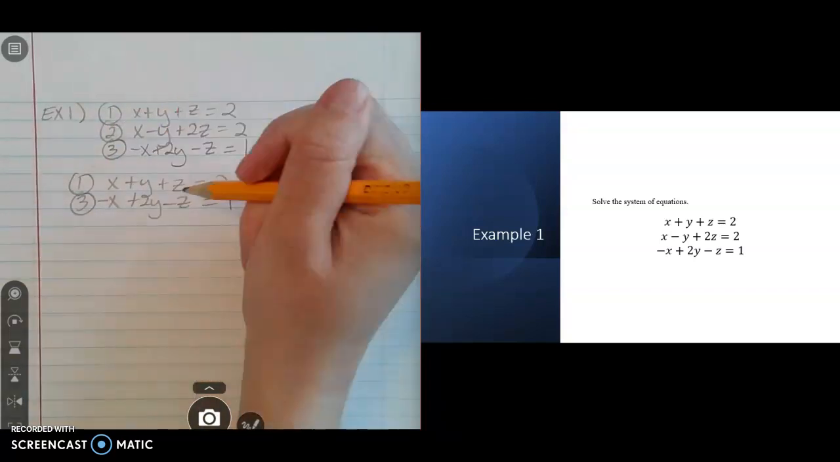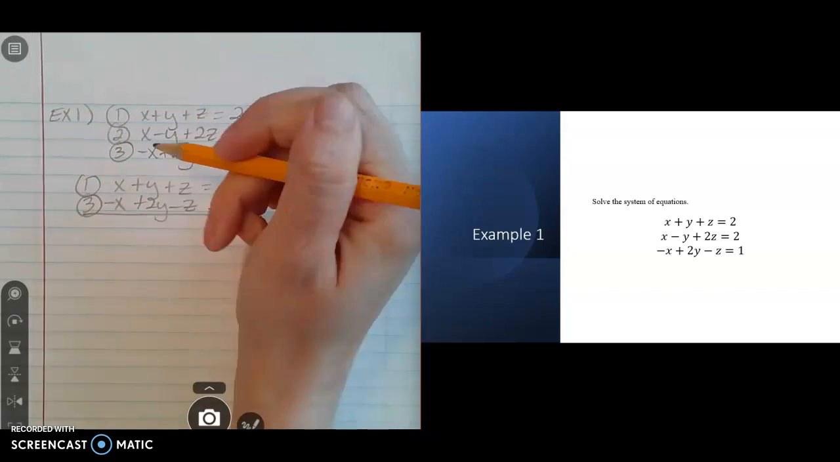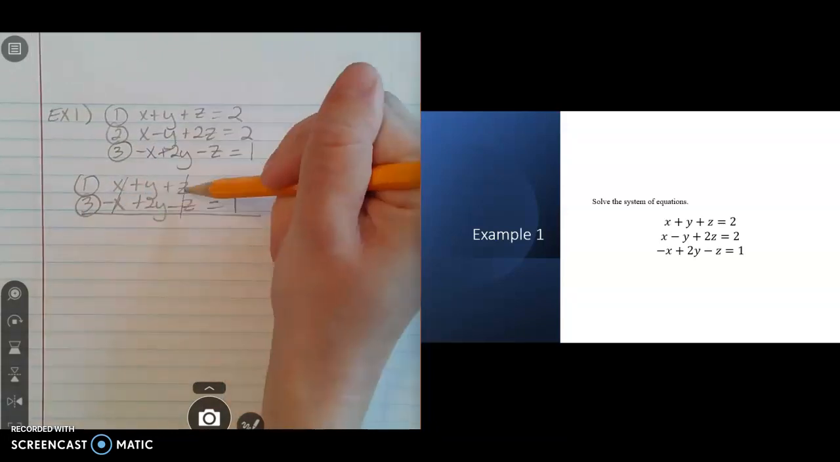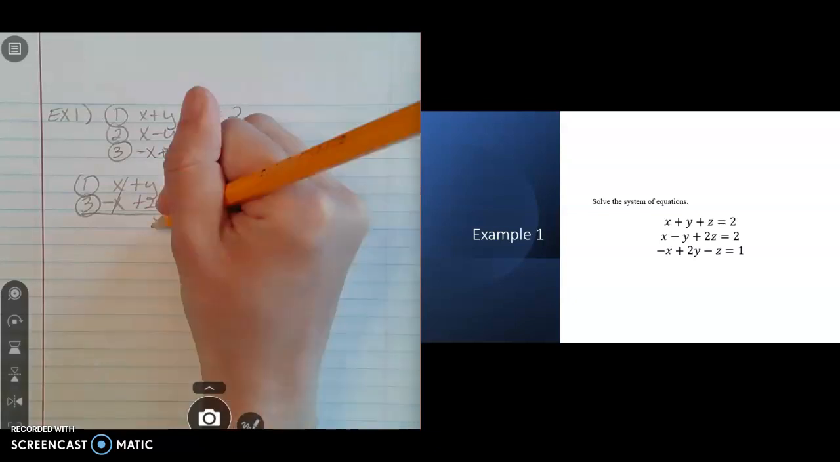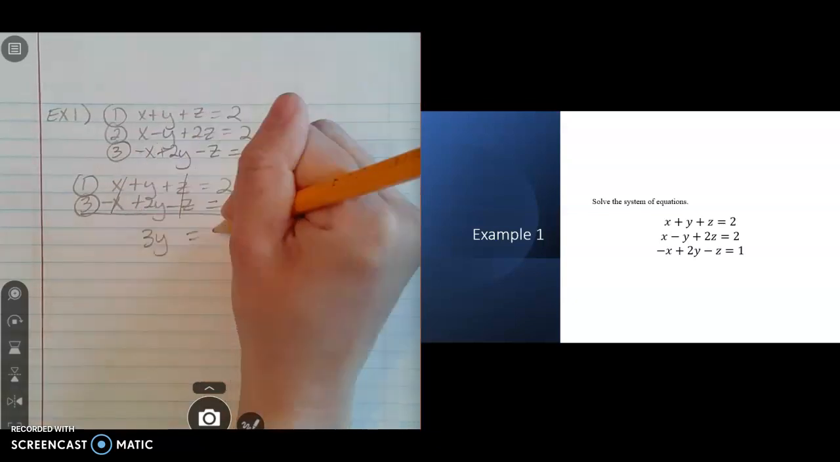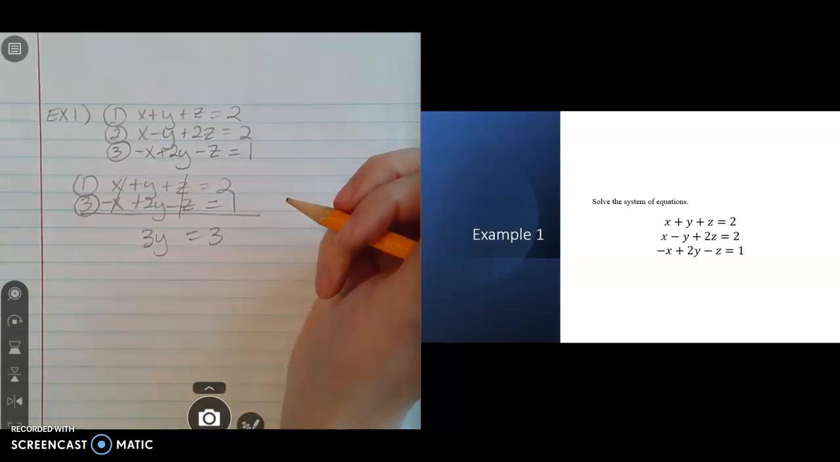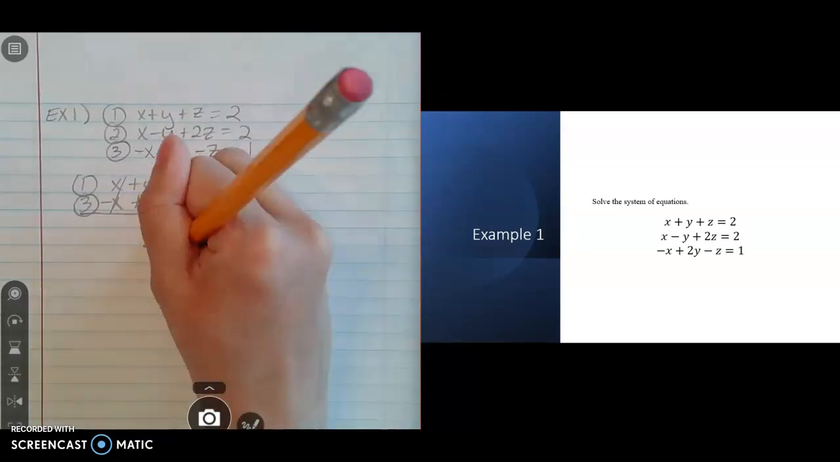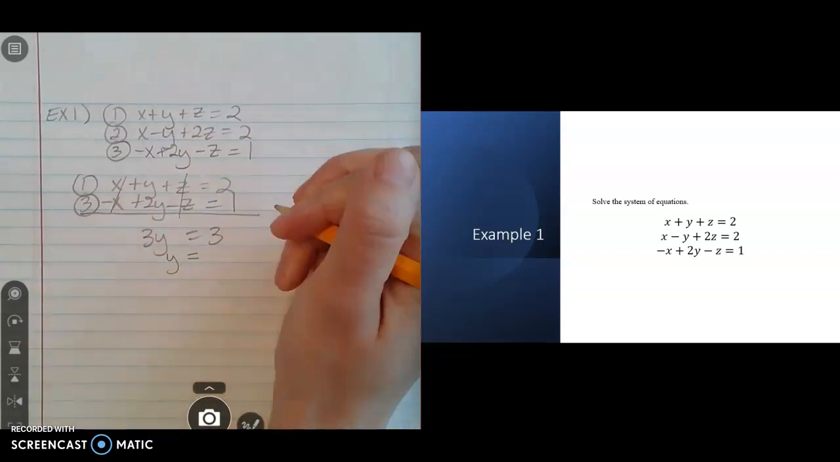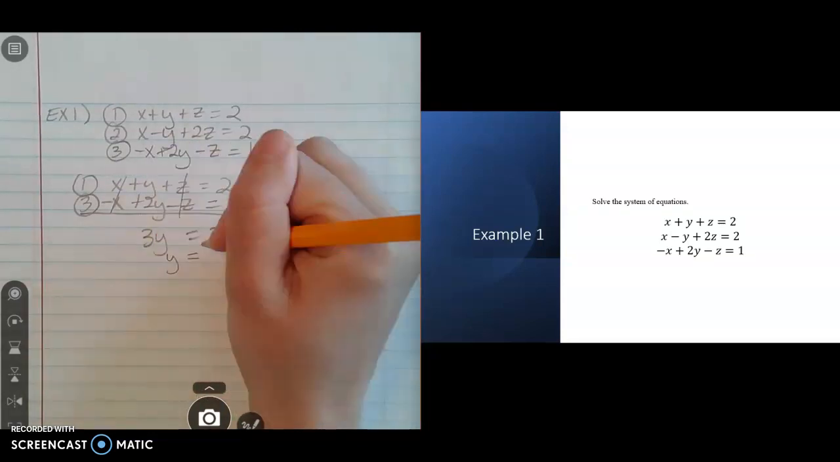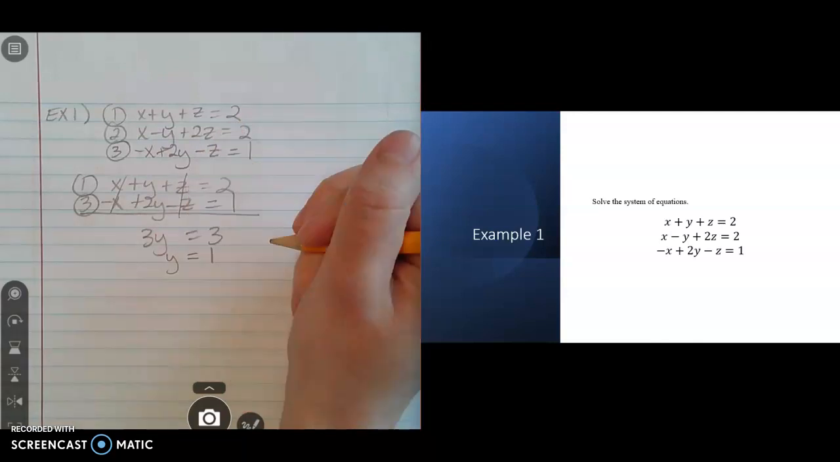This one's actually going to be really fun because my x's and z's are going to cancel out. And so I'm just going to end up with 3y equals 3. And I can go ahead and solve for a variable at the beginning. That doesn't always happen, but I will take advantage of it while it's there. If I divide both sides by 3, I'll get y is 1.